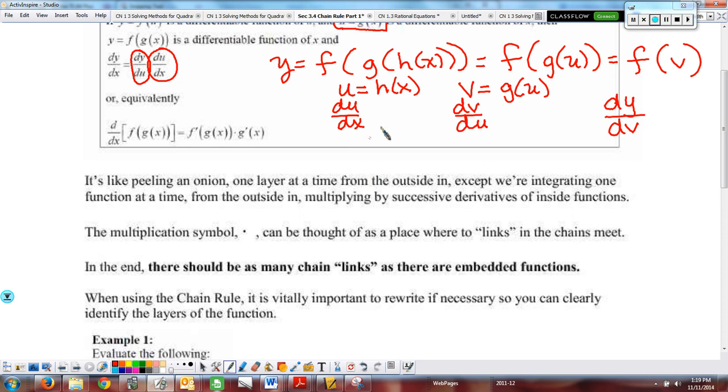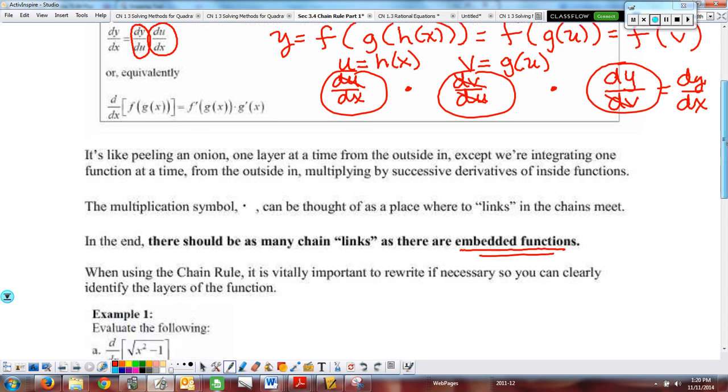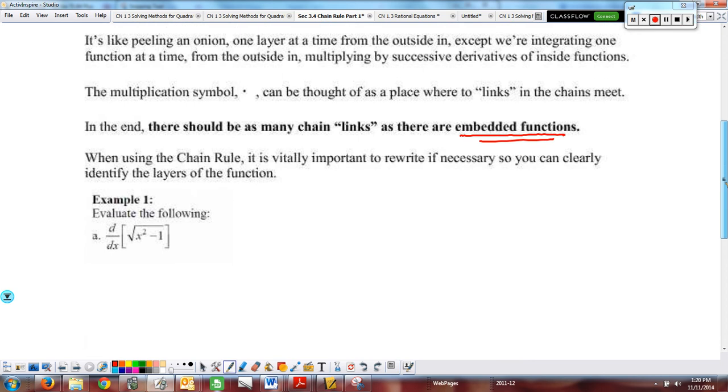And then we notice that if I multiply these together, putting the links in the chain together, du/dx times dv/du cancels, dv cancels, and my final answer would be dy/dx. You basically find each link in the chain and work your way up through the function. That's why we say there should be as many chain links as there are embedded functions. Three functions in the composition, notice I have 1, 2, 3 chains to put together. This is why Leibniz's notation is really good for this, to see what you're doing.